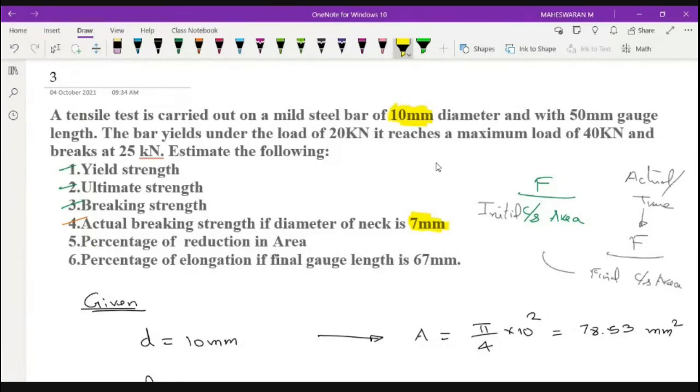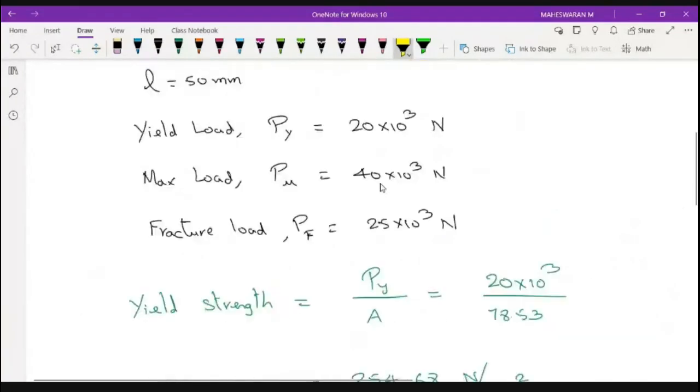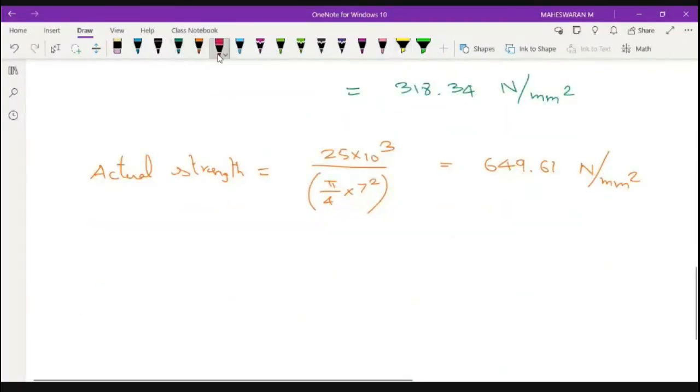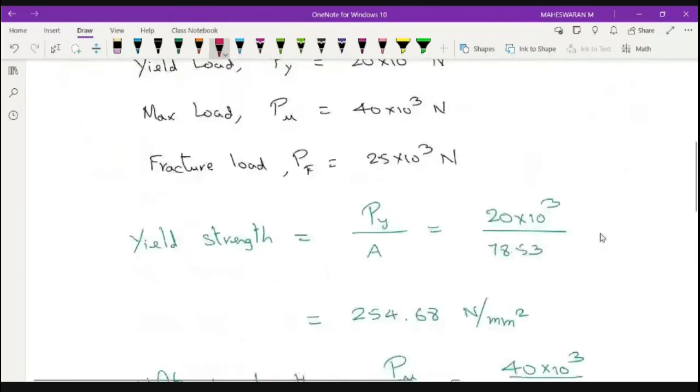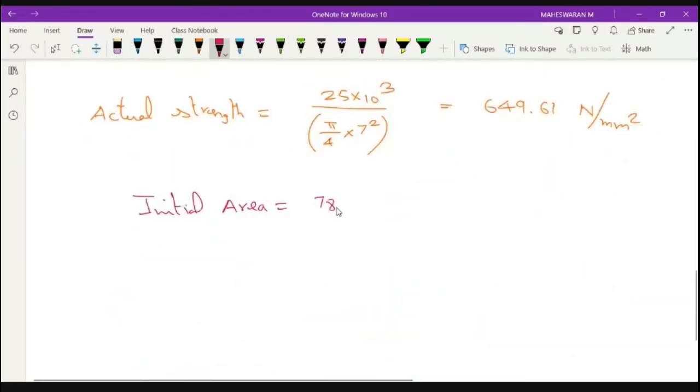To identify the percentage of reduction, it is initial area minus final area divided by initial area. This is always divided with respect to the initial area, which is 10, so we divide only with respect to 10. The initial area we already identified, which is 78.53 mm square. What is my final area? Final area is pi by 4 into 7 square, which is 38.48 mm square.